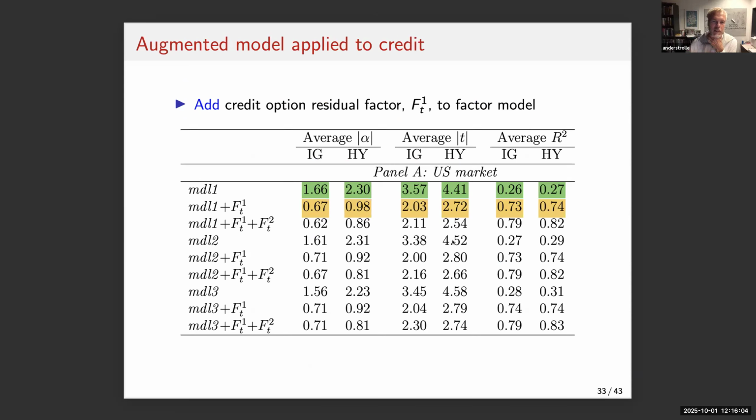And then we see a very significant improvement when it comes to pricing the credit index options. There's a large drop in the average absolute alphas and the average absolute t-stats, and a very large increase in the r-squares. So there seems to be a credit-specific factor that explains a lot of both the cross-sectional and time series variation in credit index option returns.